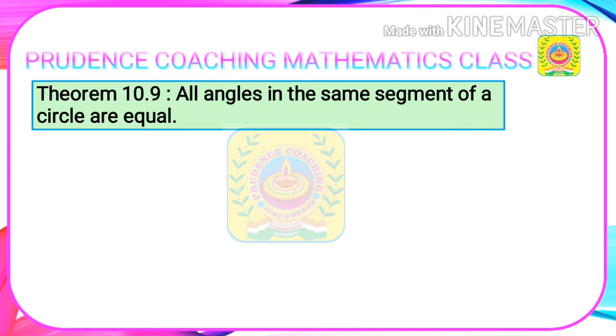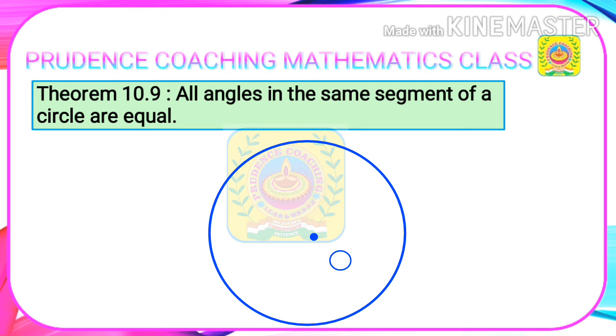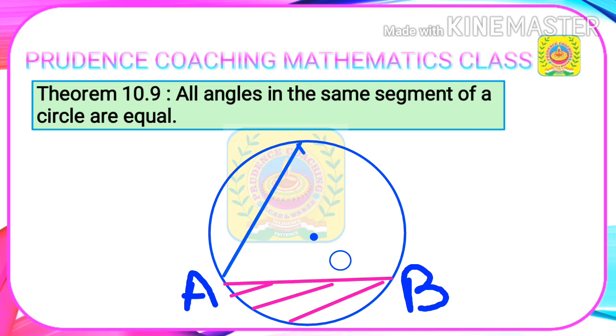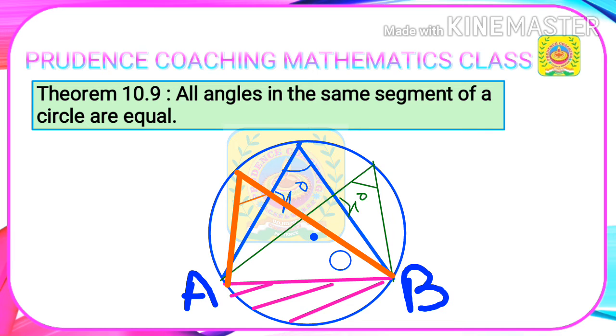Now let us move on to the next theorem, that is, all angles in the same segment of a circle are equal. Let us understand this with the help of a diagram. Say the minor segment of this particular circle is AB, and if we draw all the angles with the help of this segment AB, then all the angles which the segment makes on the circumference of the circle on one side of the segment are equal, that is, x degrees each.